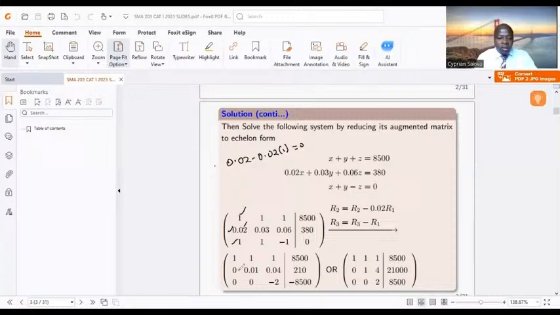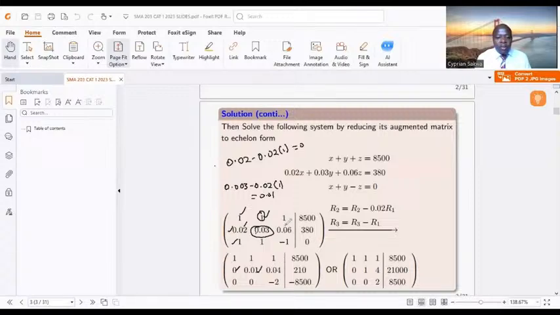second row, first column. Then what about at this point? I will take 0.03 minus 0.02 times the element in row 2, column 2. Yeah, it's row 2, column 2, this element here. And that gives me 0.01. It's the 0.01 you're seeing.